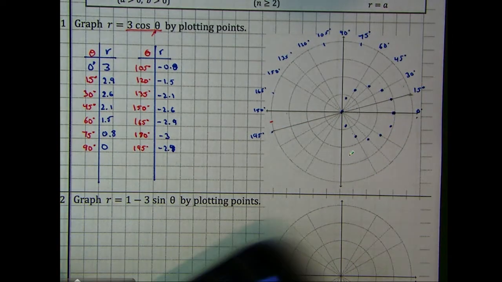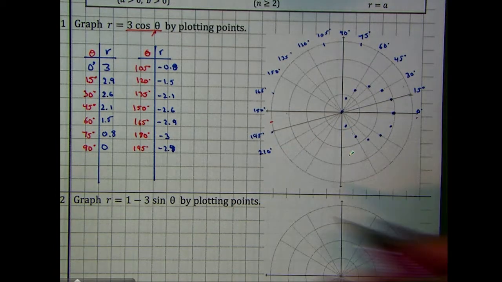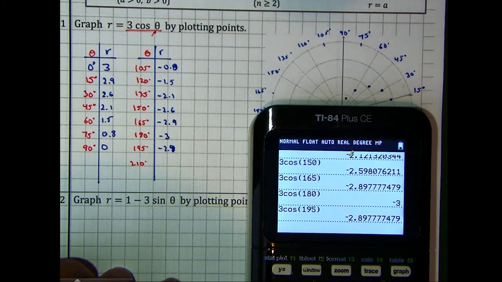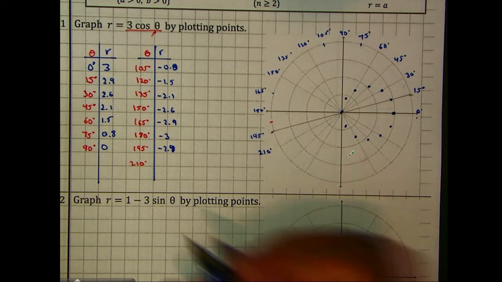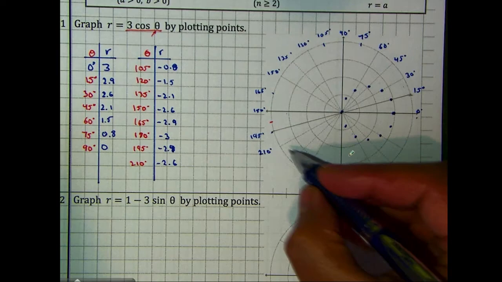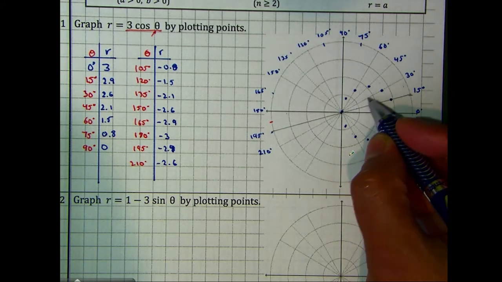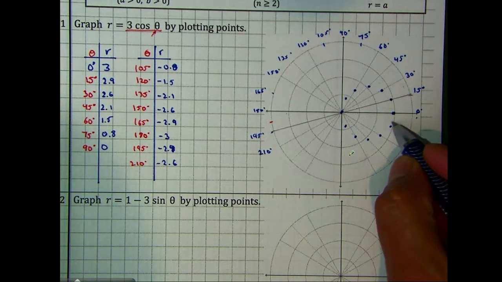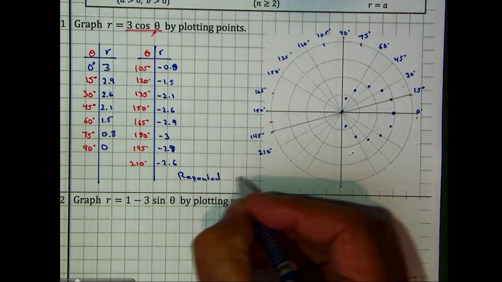If we continue to 210 degrees, negative 2.6. So 210, instead of going forward, there's negative, so we're going to go negative 1, negative 2.6. So this one gets repeated once again. So therefore, repeat it. We are done.